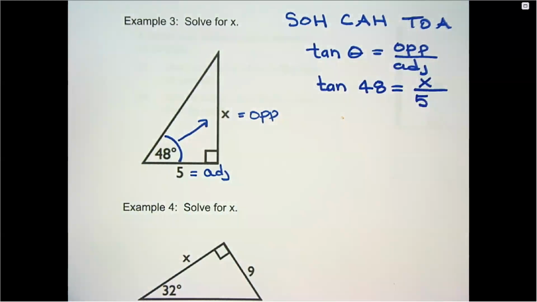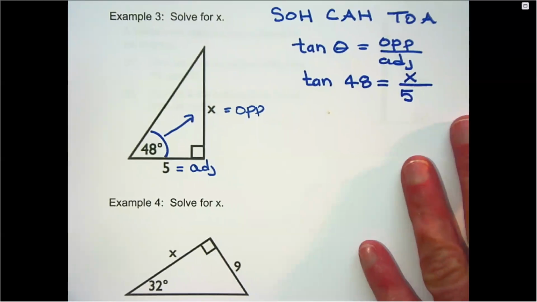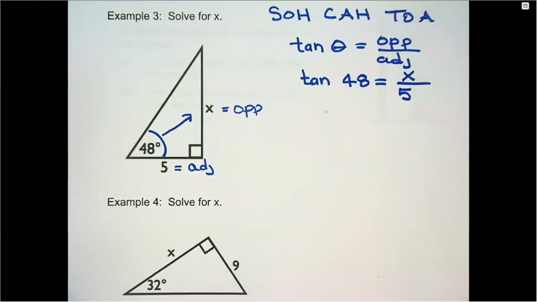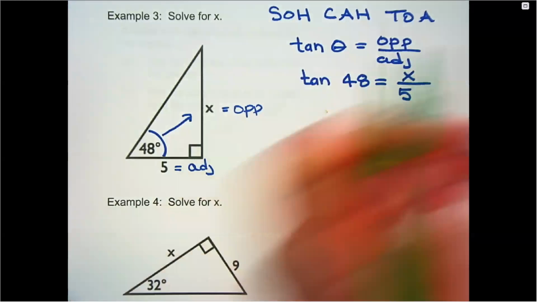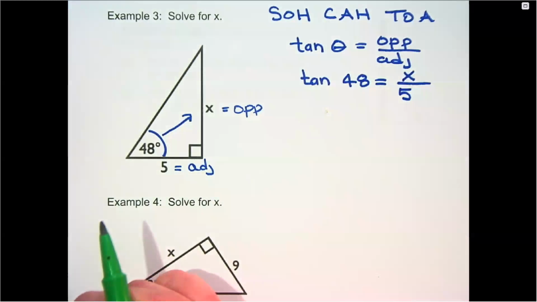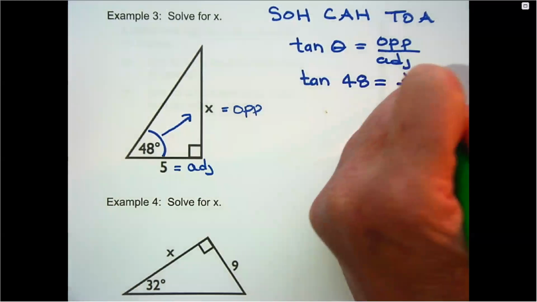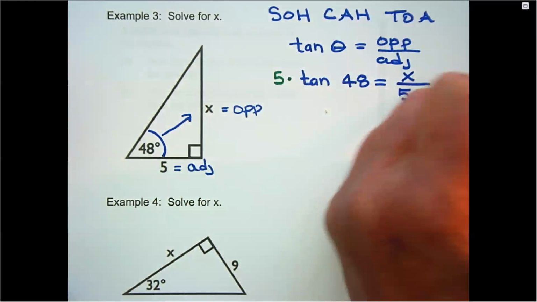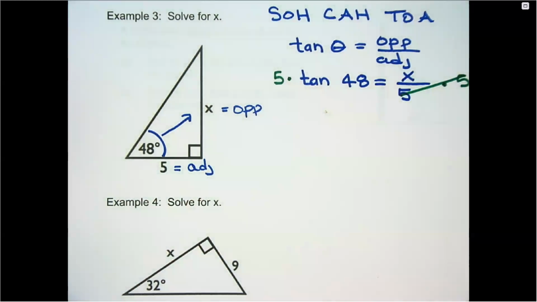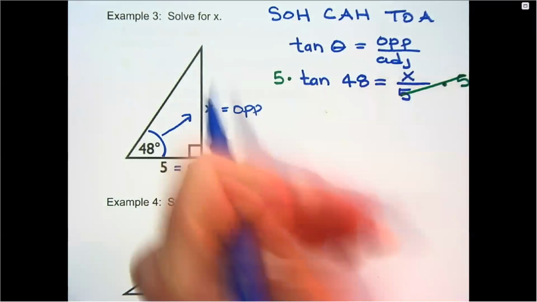Well, this looks to be exactly the same pattern. Now, they're not always going to be, and you're going to see that in the next 2 examples. But again, we need to get x by itself. X is divided by 5. The way we can undo divided by 5 is we can multiply both sides by 5. These are going to cancel. That's why we did it. So we're going to say x equals 5 times the tangent of 48.